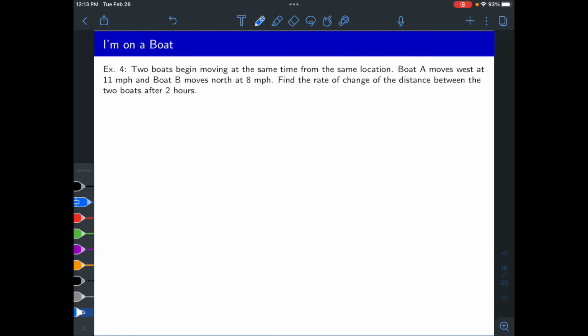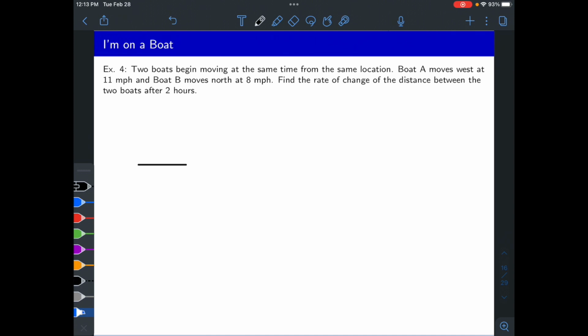All right. Pivoting to a different problem. This one's about boats. Two boats begin moving at the same time from the same location. Boat A is moving west at some speed, and boat B is moving north. Let's find the rate of change of the distance between the two boats after 2 hours.